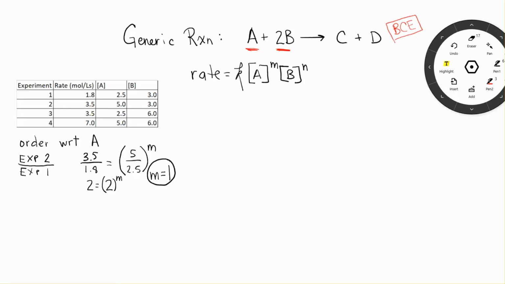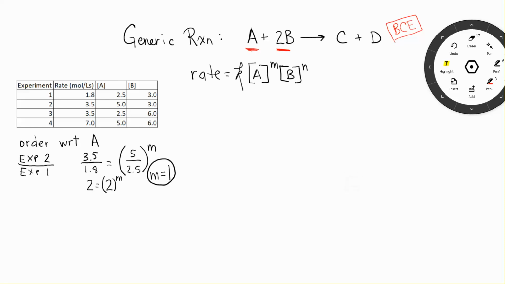If we look at another set of experiments, we should get the same answer. So the next set of experiments we can use to determine the order of the reaction with respect to A is experiments 3 and 4 because B is held constant. So any change in the rate is going to be due to the change in concentration of A. So then in this case, it would be experiment 4, because it's a larger number, divided by experiment 3. So 7 divided by 3.5 is 2, equals 5 divided by 2.5, 2 to the order of M. So M is equal to 1. So that's the order of the reaction with respect to A.